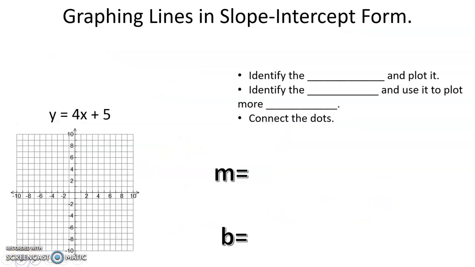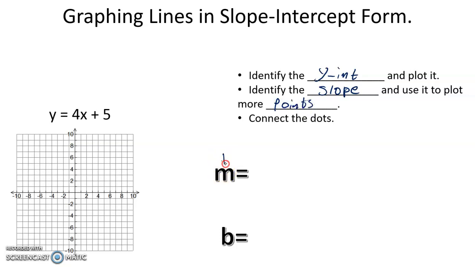Okay. Now, going into graphing these lines. So again, we're going from writing the lines that we were just doing to graphing them. So we've written them out, now we want to graph them on a graph here. For slope-intercept form, we're going to use the y-intercept and plot it. And then we're going to identify the slope and use it to plot points. And then we just connect the dots.